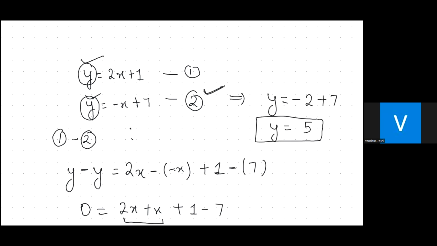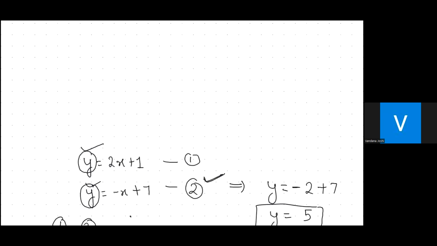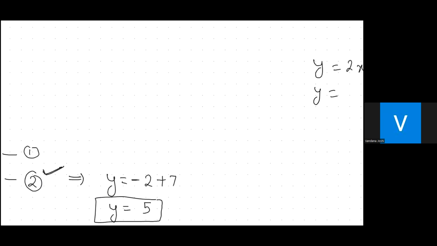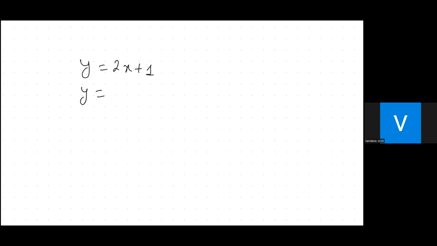And now let's do the same question using the substitution method. So for substitution, let me rewrite the equations. I have y equals 2x plus 1 and I have y equals minus x plus 7. In substitution, you need to write down one variable in terms of the other variable, and then you take this value and plug it into the other equation.